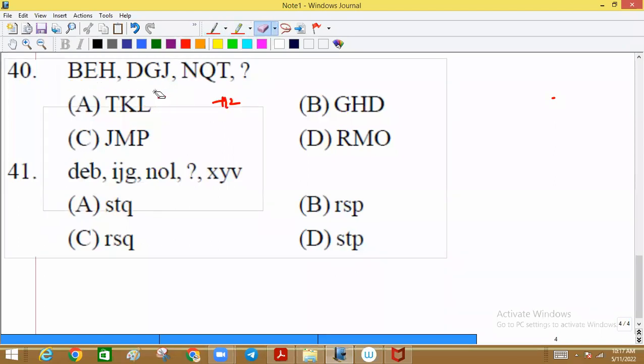So when you don't know this, you try to check the pattern between the letters. For example, B 2, E 5. So it is increasing by how much? Plus 3. E to H, E is 5, H is 8, so plus 3. D, G 7, plus 3. Here also plus 3, here also plus 3, here also plus 3. So check the option where you can see plus 3 and plus 3. So the answer is C. Here also it is increasing by 3. So you can do it like this also.